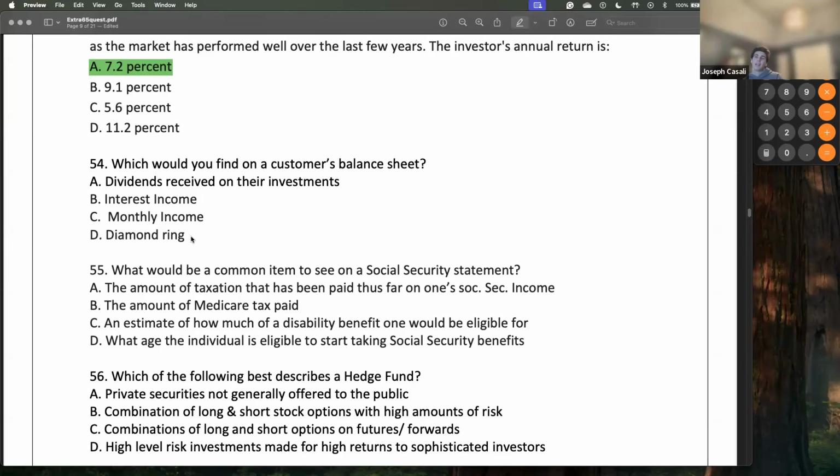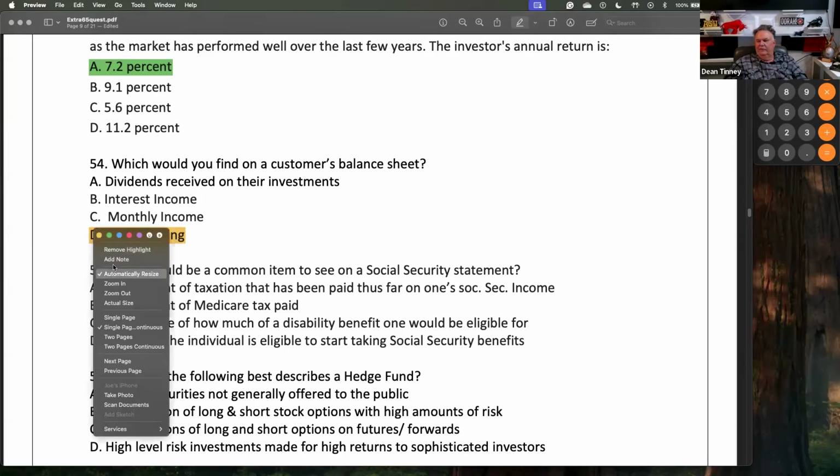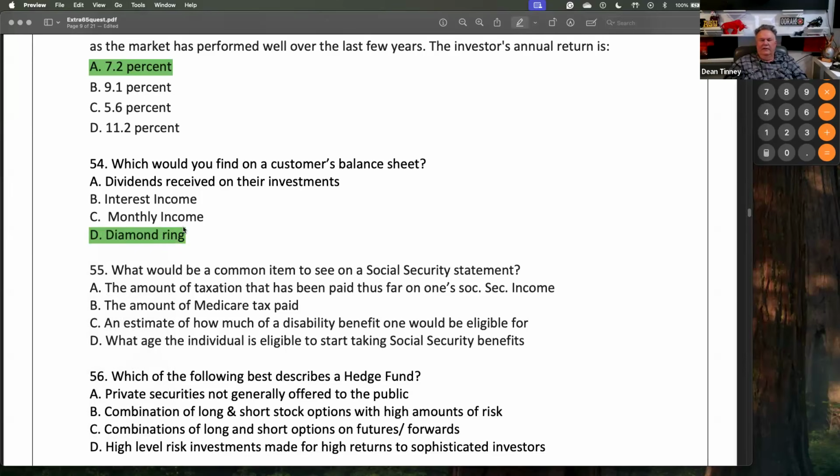I was between that and A, because A, net dividends received. You could make a good argument on dividends received, because it would show up under net worth. Well, it would fall under cash. But I think it's the diamond ring. I think the reason Brian put this on there is there's a question that shows up a lot about a sofa. And a sofa, like a diamond ring, is personal property and it's an asset.